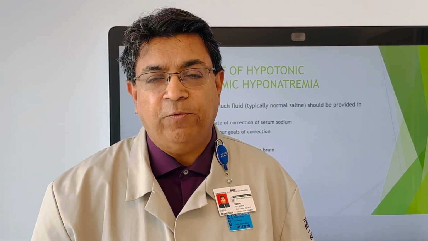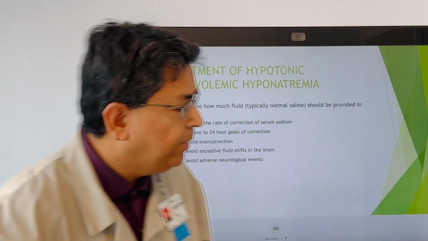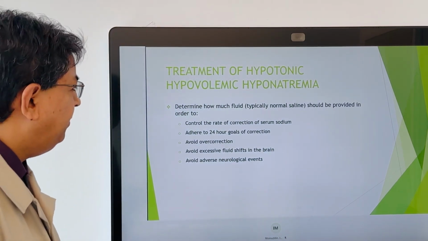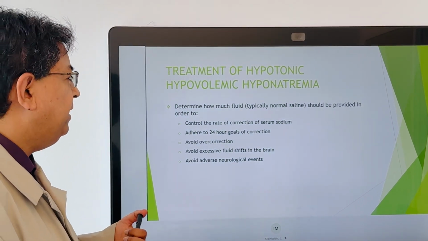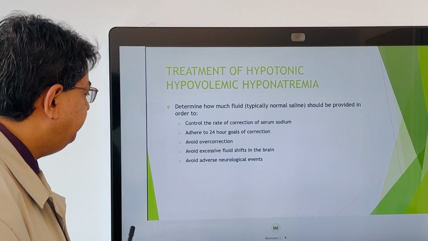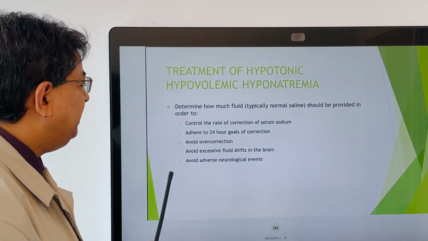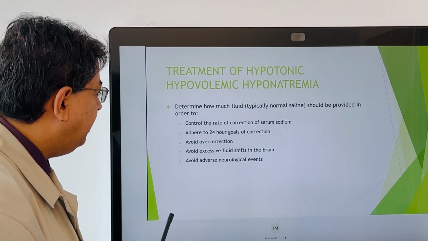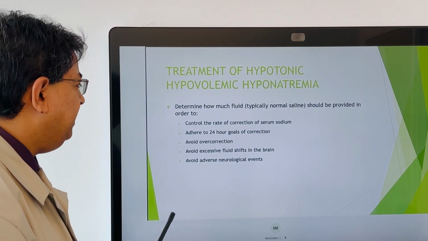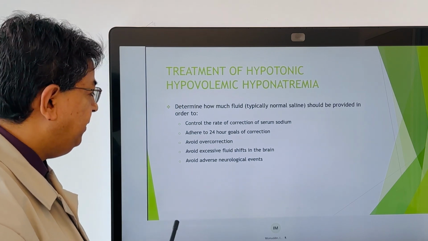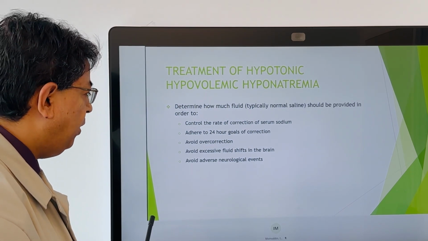Let's talk about the treatment of hypotonic hypovolemic hyponatremia. First, one has to determine how much fluid, typically normal saline, needs to be provided in order to control the rate of correction, adhere to 24-hour goals of correction, and avoid overcorrection, which means avoiding excessive fluid shifts in the brain to avoid adverse neurological events.